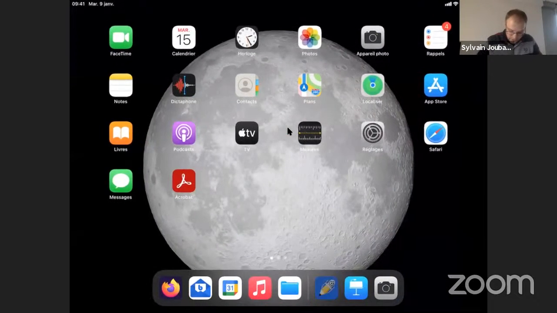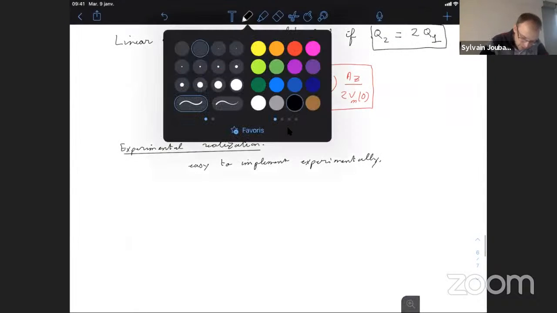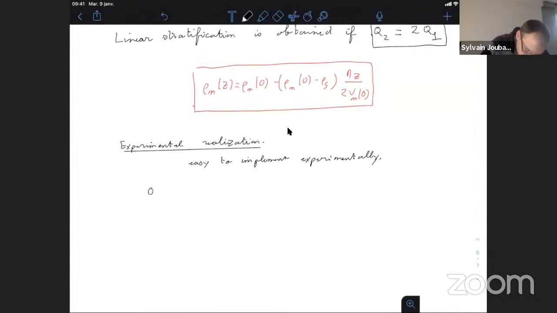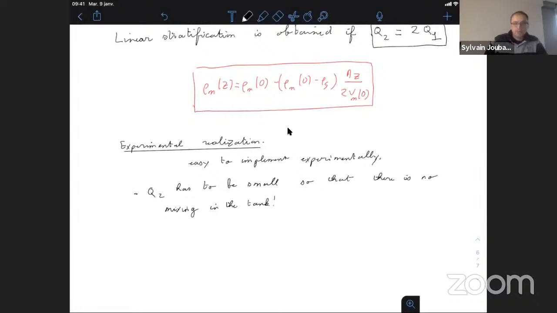So Q2 has to be small so that there is no mixing in the tank. That's important.